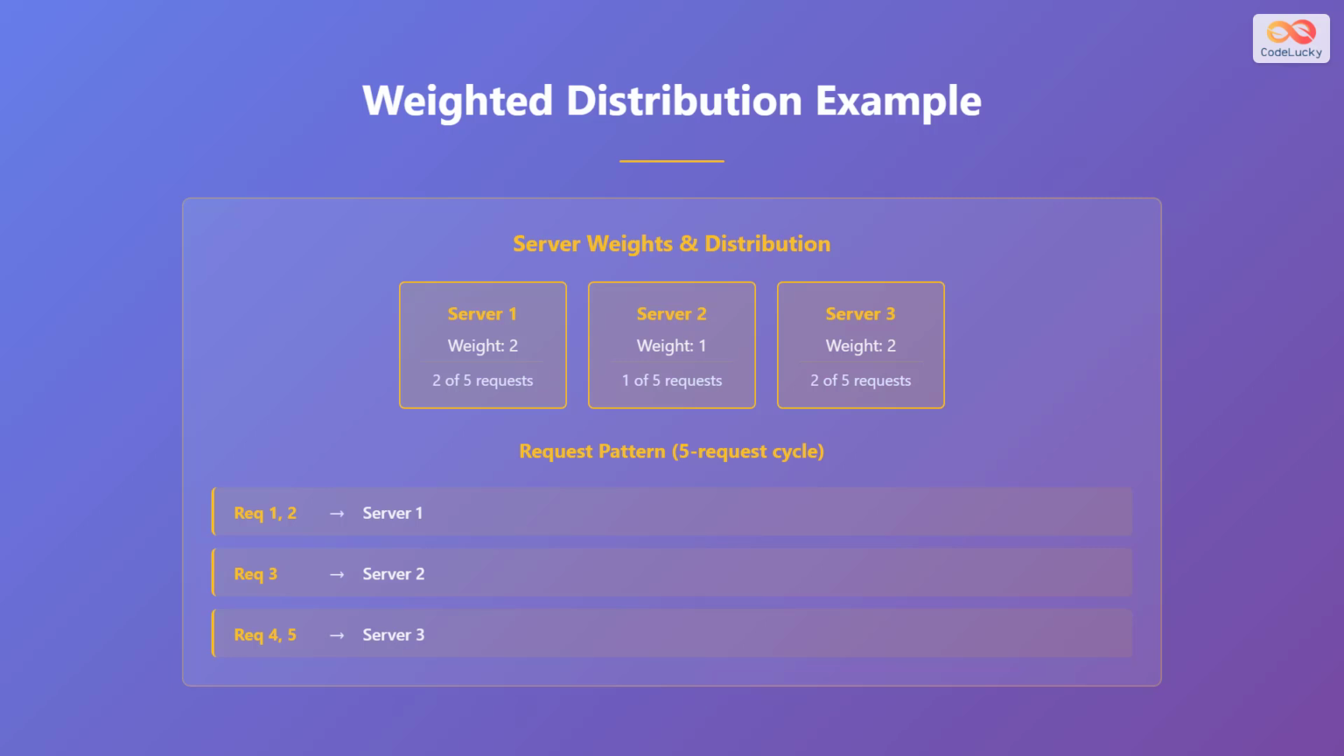Consider 3 servers with different weights. Server 1 has weight 2, server 2 has weight 1, and server 3 has weight 2. This creates a distribution ratio. In every 5 request cycle, server 1 receives 2 requests, server 2 receives 1 request, and server 3 receives 2 requests. This proportional distribution optimizes resource usage based on server capacity.